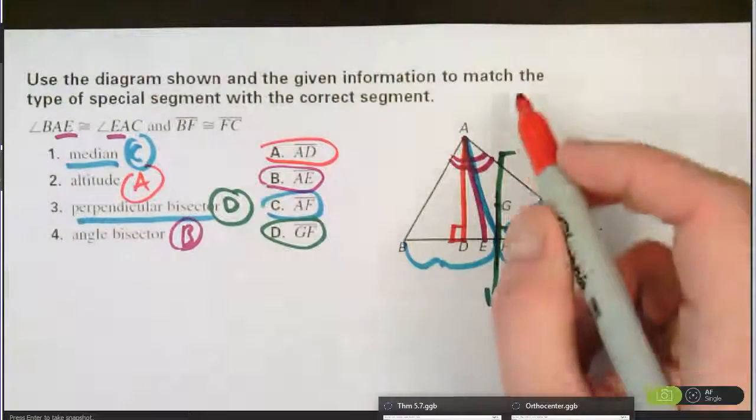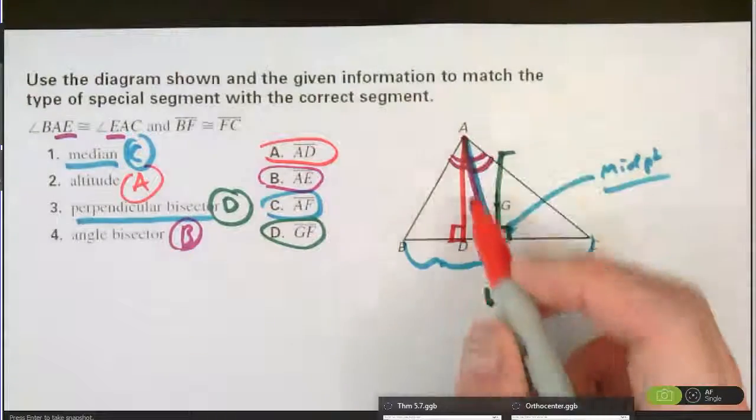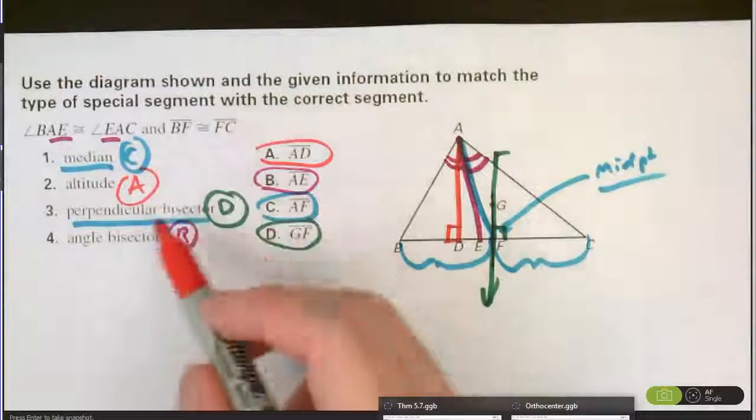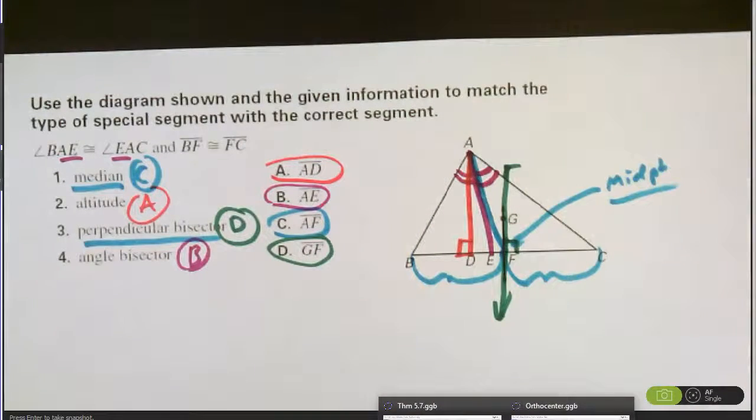It wasn't the median or the perpendicular bisector. I didn't cut an angle in half, that's for sure, because I only did the perpendicular business, so A is the altitude. So C, A, D, then B. Okay.